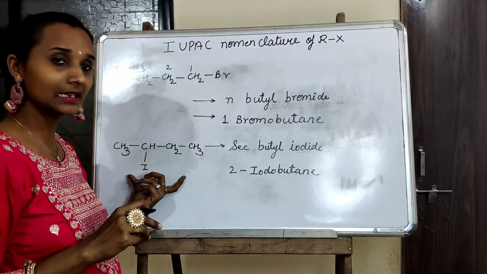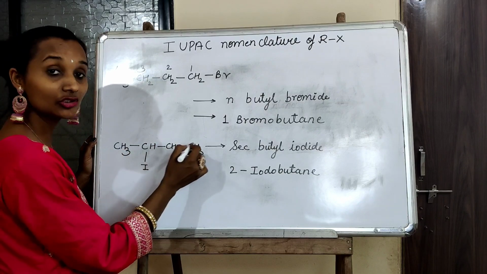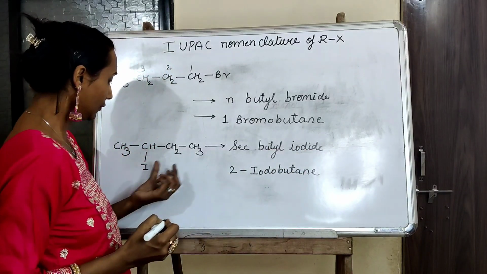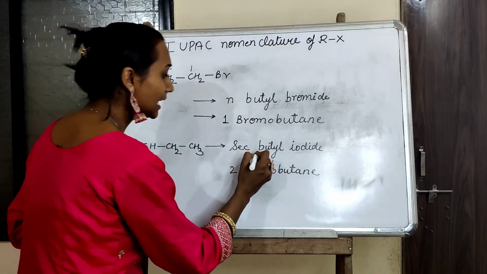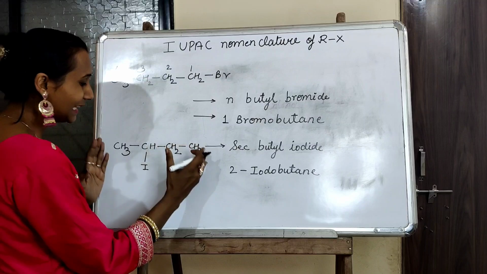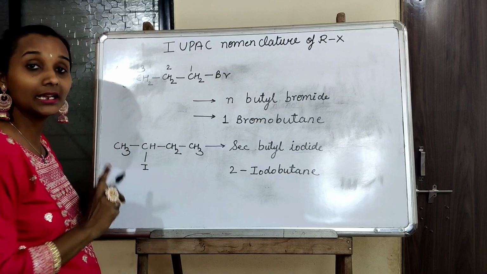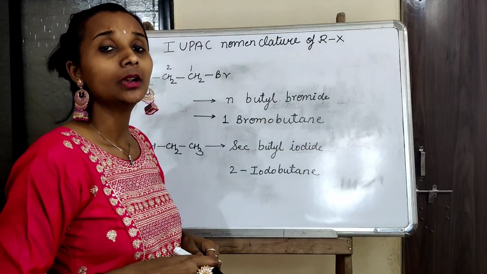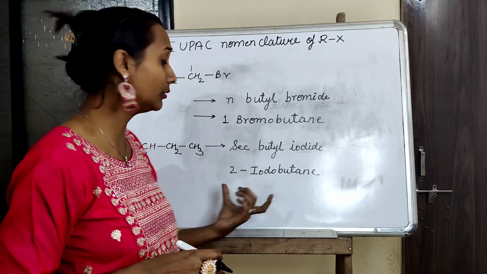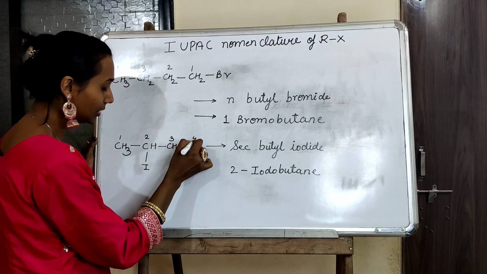Now see the next example where I have written CH3, CHI, CH2, CH3. You can see here I have written iodide, which is for this functional group. I have written butyl as well, 1, 2, 3, 4. So the name of this compound will be secondary butyl iodide. This is its common name. If I tell you the IUPAC nomenclature of this compound, we'll start numbering the carbon chain.